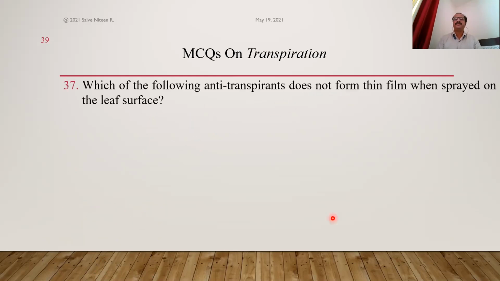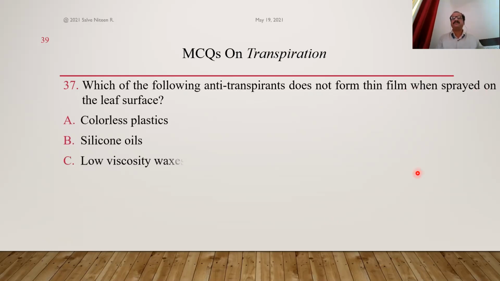Which of the following antitranspirants doesn't form thin film when sprayed on the leaf surface? So you have studied there are different types of antitranspirants, but colorless plastics, silicone oils, and low viscosity waxes, these three substances form one group as a spray, because when they are sprayed on the leaf surface, they form a thin film for resisting transpiration. Whereas PMA, phenyl mercuric acetate, is a substance from another group. It is a fungicide, and when it is used in a lower concentration of 10⁻⁴ molar, it also acts as antitranspirant, but does not belong to this group. So here the answer is D.